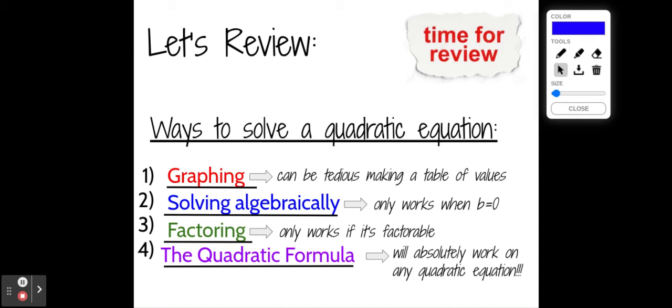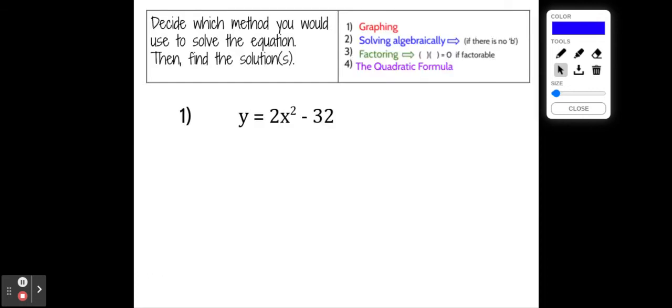So in the next few examples that I take you through, I just want you to see if you can figure out the best method to solving the quadratic equation. So let's take a look at our first example. y equals 2x squared minus 32. So how would we solve this, and what would be the best method? Well, do you notice how there's no b value? Yeah, so solving algebraically would probably be the fastest way to solve this quadratic equation. So let's give it a try.